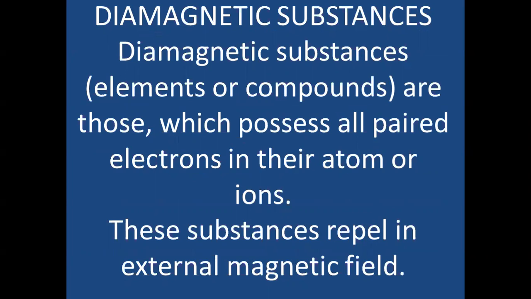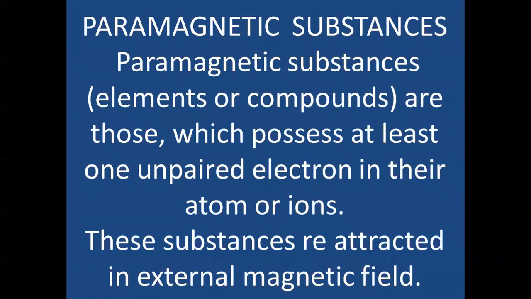Let us first take diamagnetic substance. It is a substance which has all paired electrons in their atoms or ions or molecules. First thing to remember about the diamagnetic substance is it will have all paired electrons in their atoms or molecules or ions. These substances repel in the external magnetic field. That means when they are placed in external magnetic field, they will be repelled.